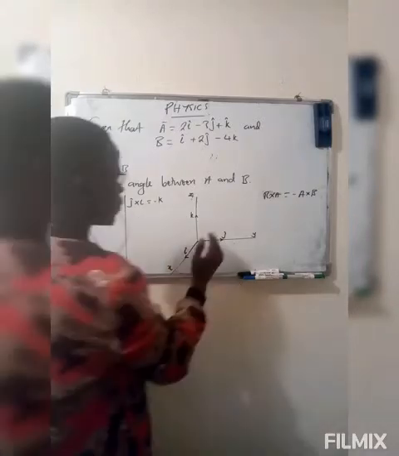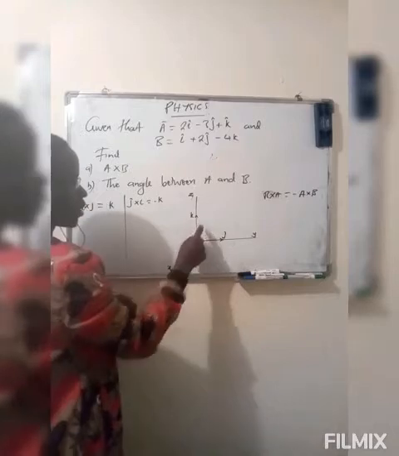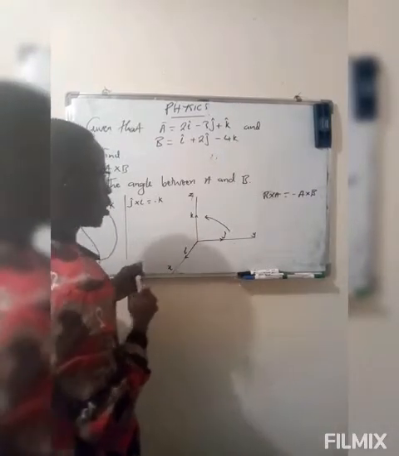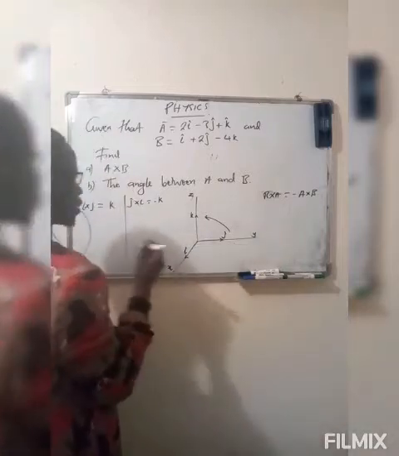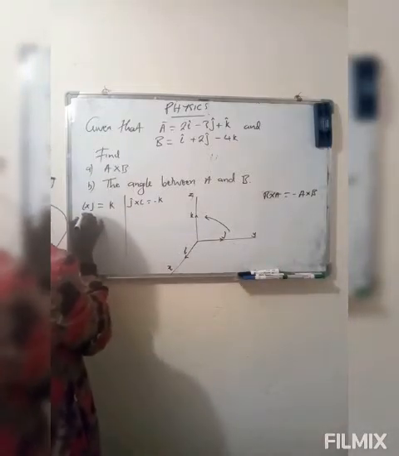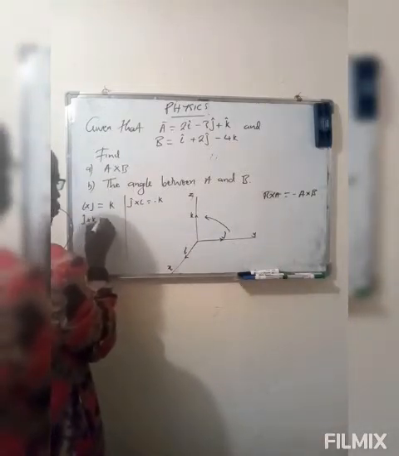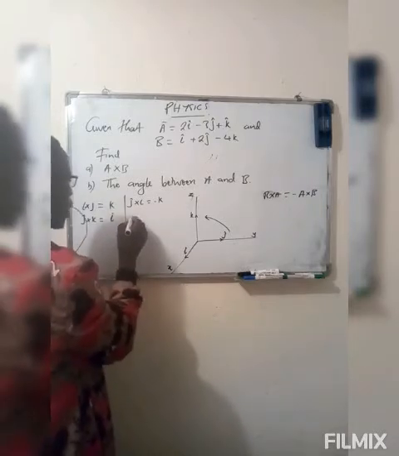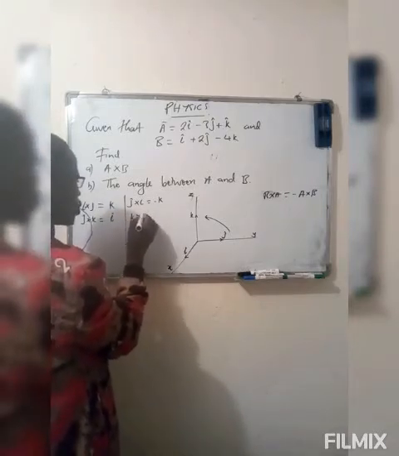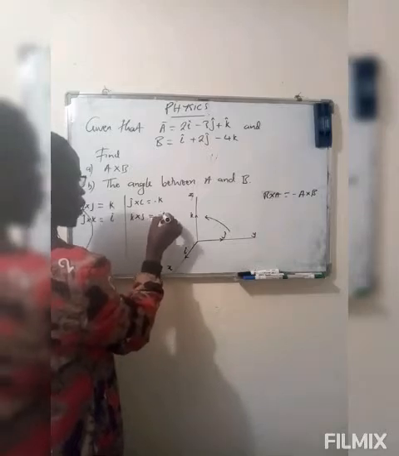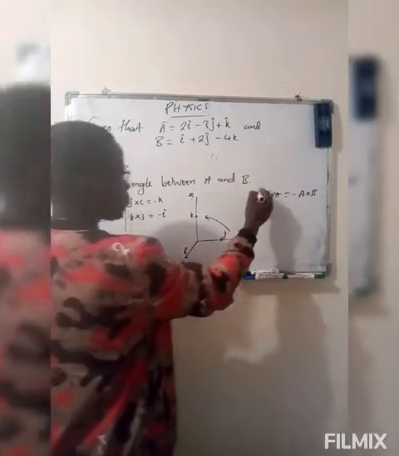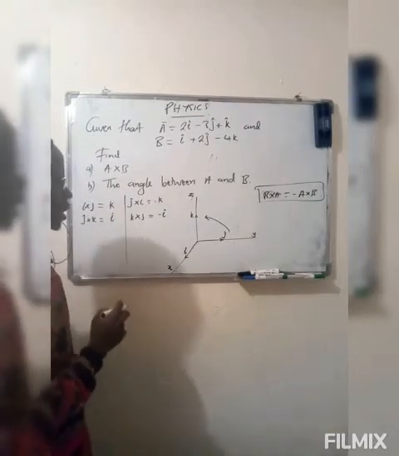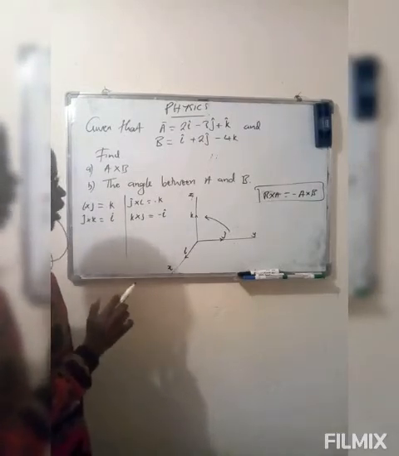Then let's get another one. Let's say we have j multiplied by k. Okay, so we're moving from j to k. What are we going to get? We're going to get i. So alternatively, the converse, we say k multiplied by j is going to give us negative i, right? According to that.